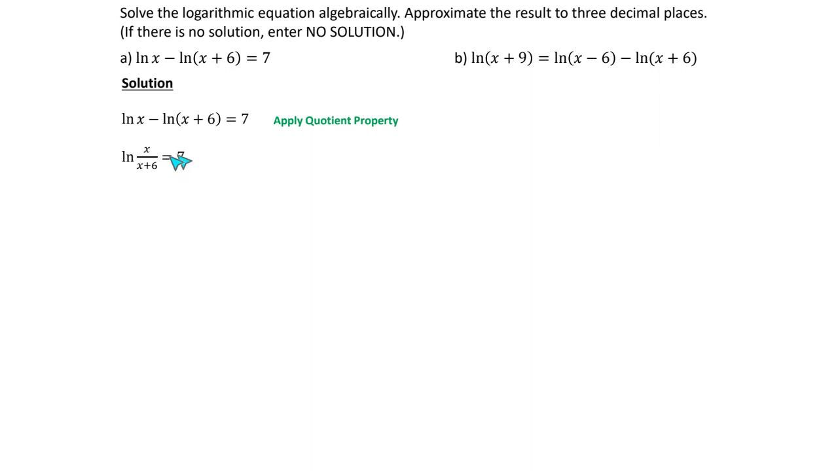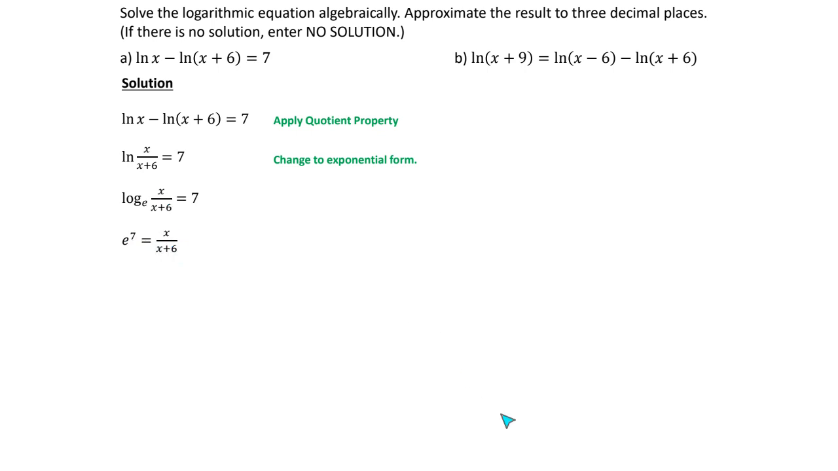In order to help me solve for x, I'm going to change this to exponential form. Natural log is the same as saying log base e of x divided by x plus 6. To convert this to exponential, we take the base, which is e, and the log is equal to the exponent. In this case, the log is equal to 7, so that makes 7 the exponent. And then we have the rest of the stuff here.